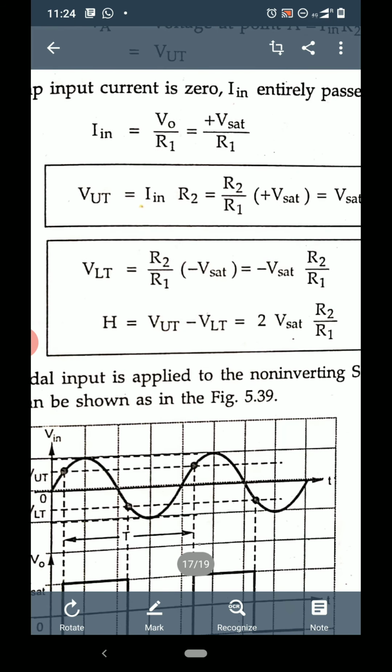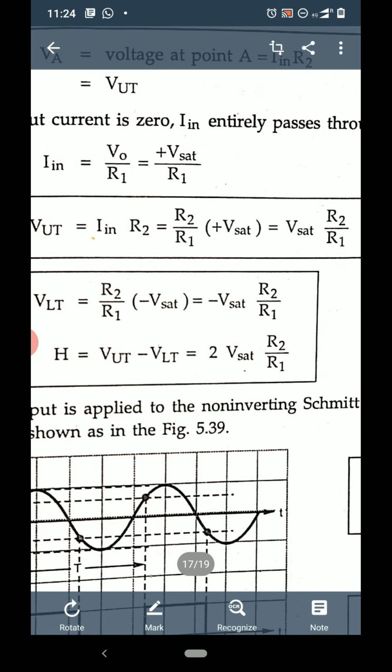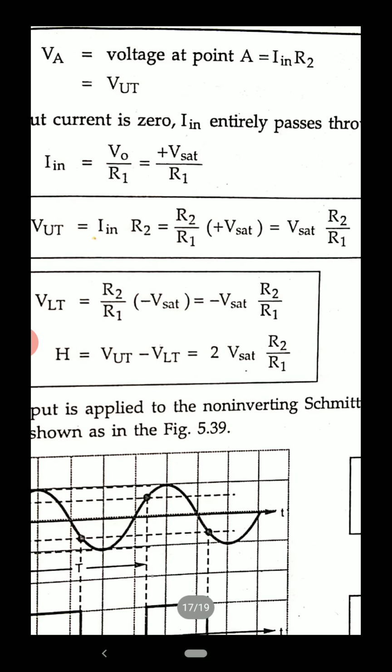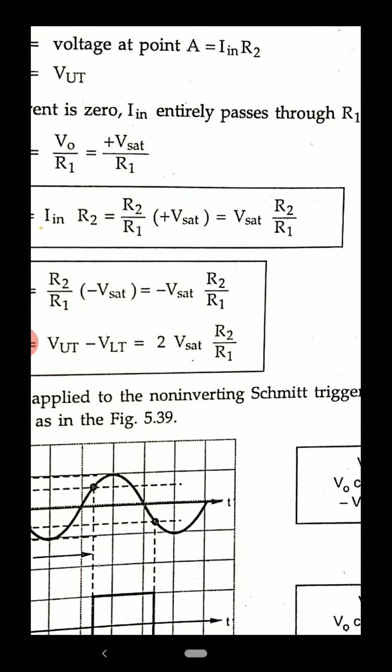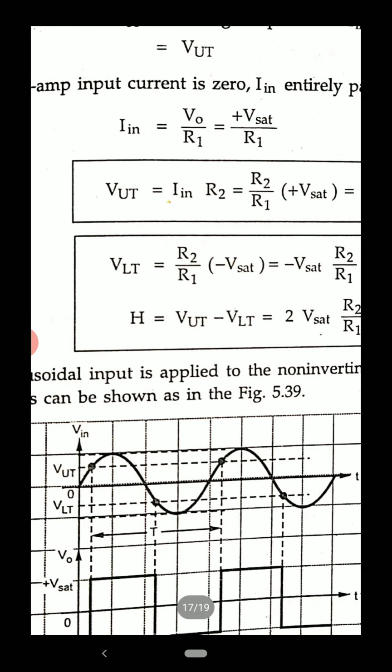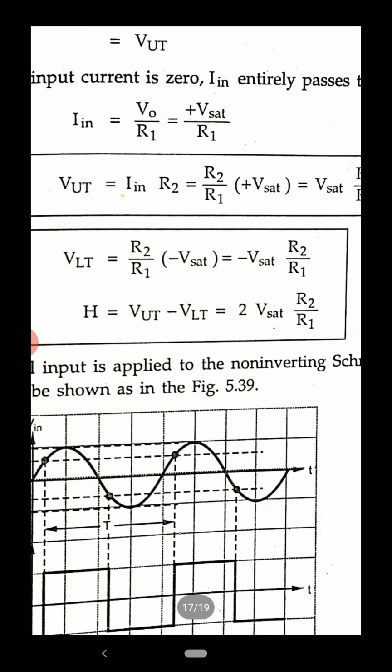What is V0? V0 is plus V saturation. In this case, because you are trying to get the upper triggering point, it will be plus V saturation only. So VUT is equal to I input into R2. I input is V saturation by R1. So VUT becomes V saturation into R2 divided by R1. Similarly, VLT will become minus V saturation into R2 divided by R1. So the hysteresis H becomes 2 times V saturation into R2 by R1.